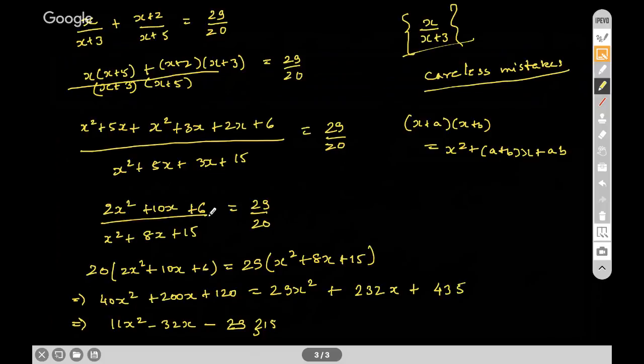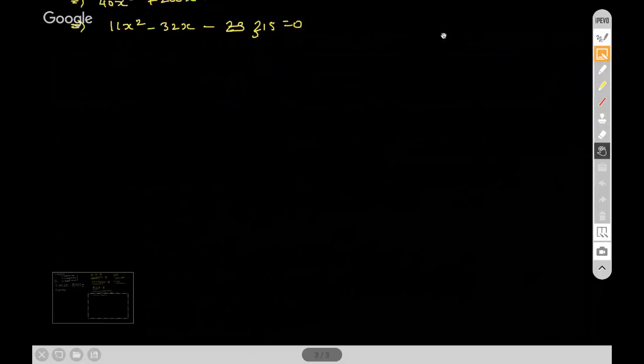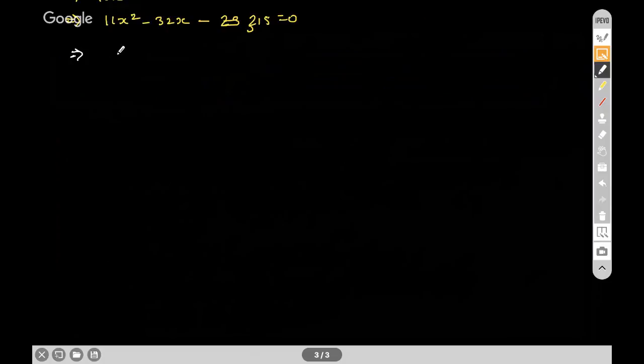So check multiple times so that there are no worries, because if you make one mistake, the entire thing will go for a toss. Yeah, 315 equals 0. Okay, so this is my equation. Let me write the equation afresh, or let me get some space to write on. Okay, so the equation is 11x squared minus 32x minus 315 is equal to 0.